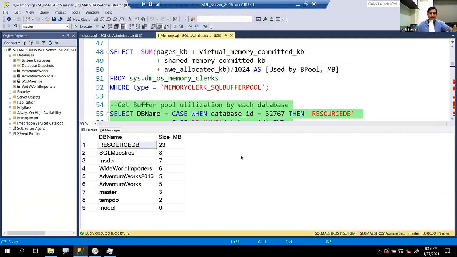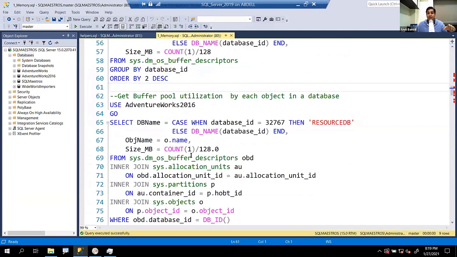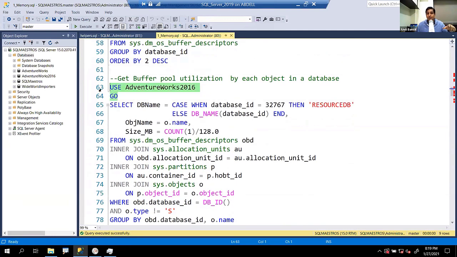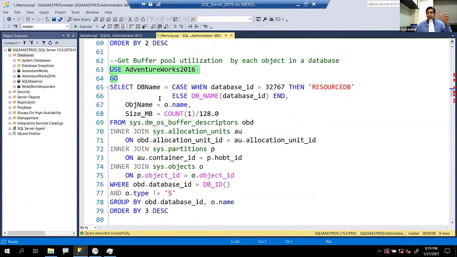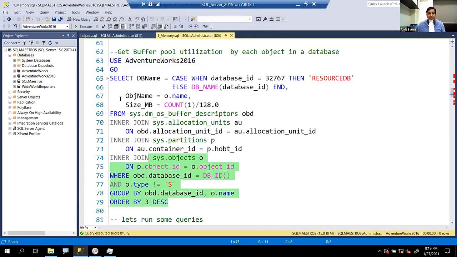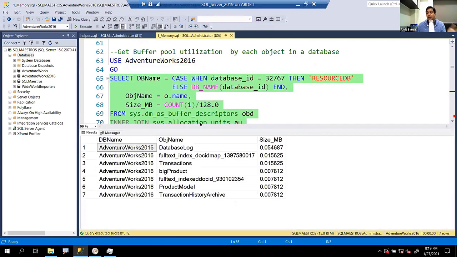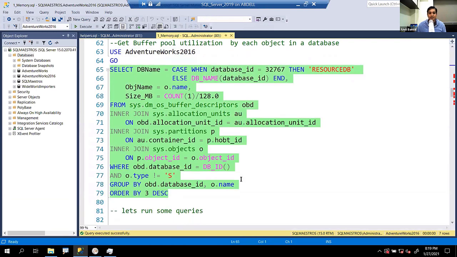At this point, you can see that everything is sitting quite quiescent. You have the hidden resource DB with 23 MB, but nothing much up. Now, not only that, for example, let's take the AdventureWorks 2016 database as an example. For AdventureWorks 2016, which tables are consuming the maximum amount of memory, or in other words, have their data pages in memory? And you can see, again, quite quiescent. Now let's run some queries.